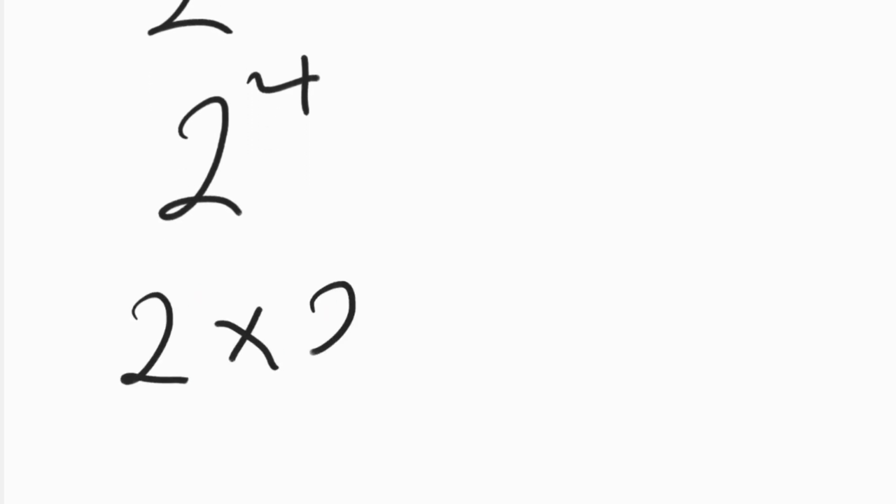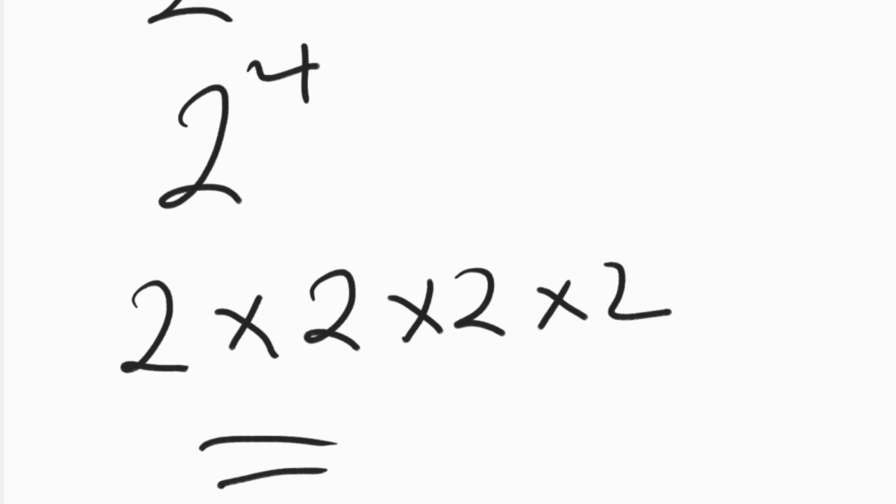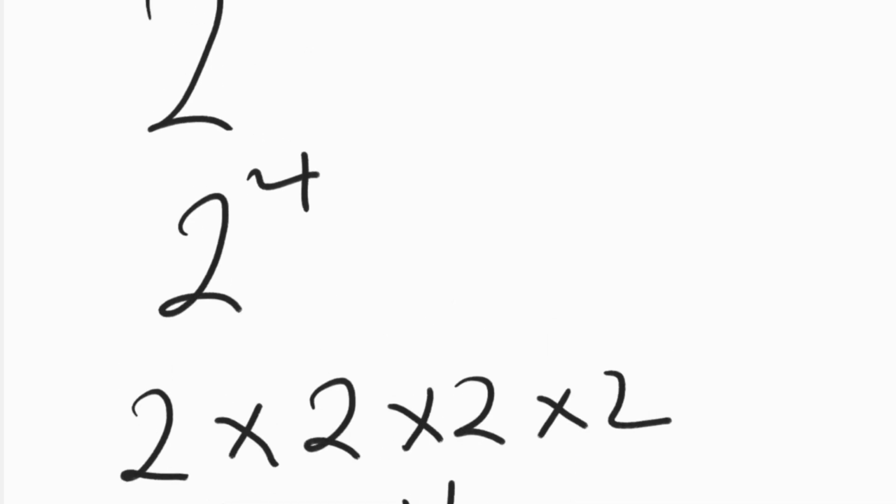So I'm going to have 2 times 2 times 2 times 2. 2 times 2 is 4. 4 times 2 is 8. 8 times 2 is going to be 16. In that case, the answer is 16. All right? We draw our cut here.